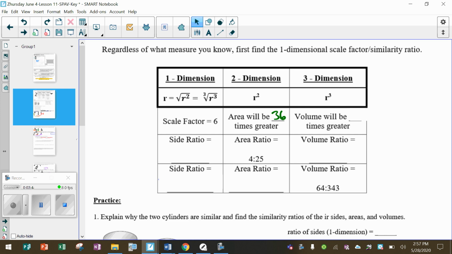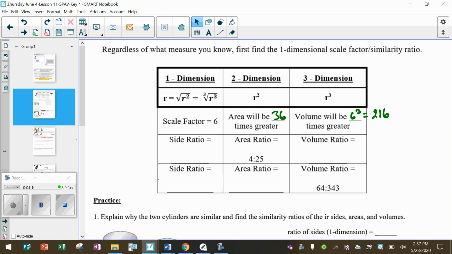The reason it's 36 times greater is because if you think about a rectangle, we would increase the length 6 times greater and the width 6 times greater. Length times width, 6 times 6, makes the area 36 times bigger. And similarly with the volume, we would increase each dimension, length, width, and height, by multiplying times 6. So 6 cubed would make the volume 216 times larger than the original.